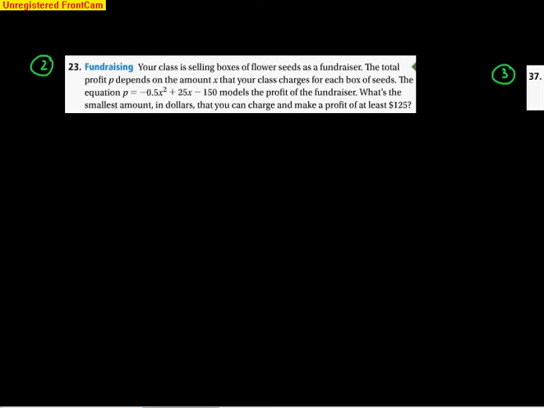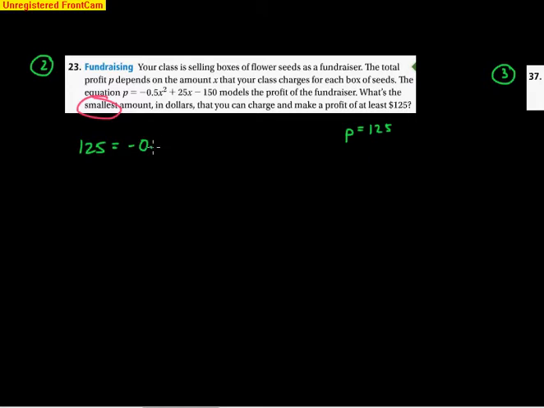Number 2. It says your class is selling boxes of flower seeds as a fundraiser. The total profit P depends on the amount X that your class charges for each box of seeds. The equation P equals blah blah blah is the model for the profit of the fundraiser. What is the smallest amount in dollars that you can charge to make a profit of at least $125? So, profit equals 125. We're going to use this equation, and we're going to plug 125 in for P.